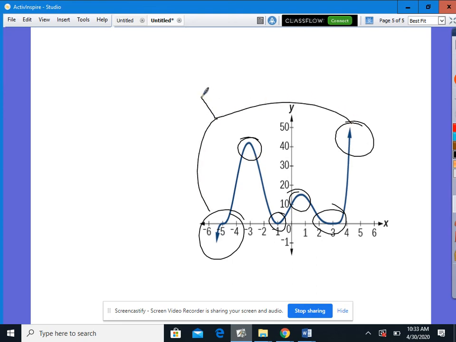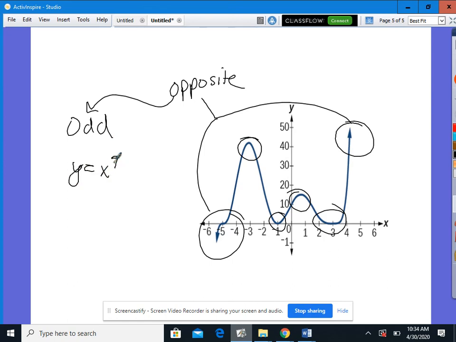What do you notice about these? They go in opposite directions. So that means that it's an odd degreed function. This could be like a y equals x to the 7, or it could be like a y equals x to the 9. We don't know exactly, we just know that the degree of the function has to be odd because they're going in opposite directions.